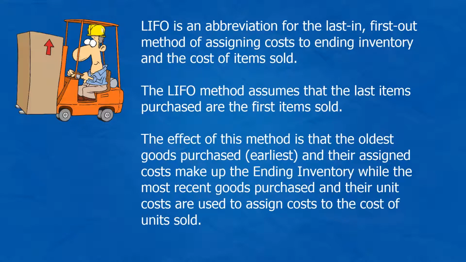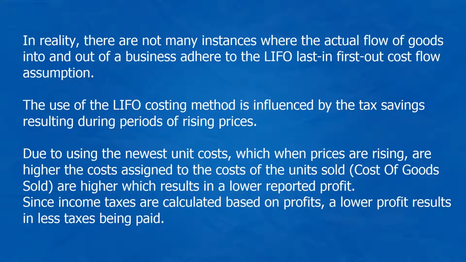LIFO is an abbreviation for the last in, first out method of assigning costs to ending inventory and the cost of items sold. The LIFO method assumes that the last items purchased are the first items sold. The effect of this method is that the oldest goods purchased earliest and their assigned costs make up the ending inventory, while the most recent goods purchased and their unit costs are used to assign costs to the cost of units sold. In reality, there are not many instances where the actual flow of goods into and out of a business adhere to the LIFO last in first out cost flow assumption.